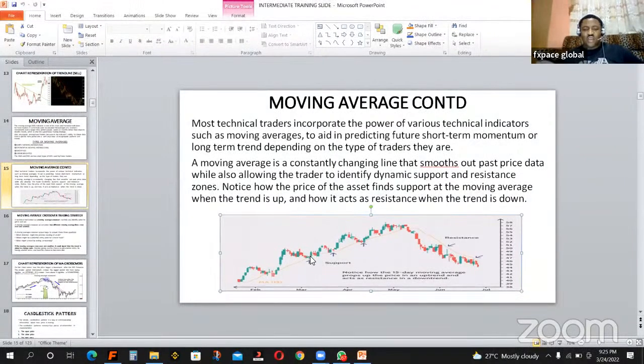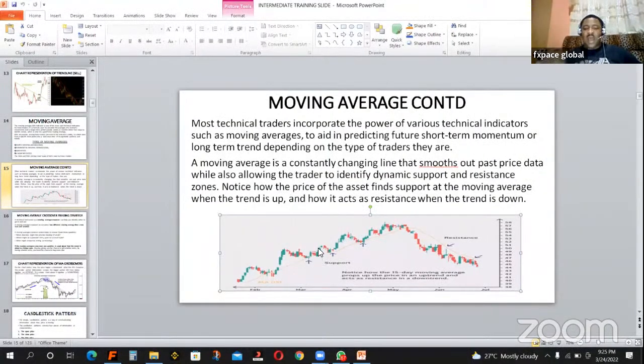When you buy, you use the previous low that the price made as your stop loss. Or if the price breaks below this moving average and comes back to close above, like creating a hammer, the wick of that hammer is what you use as your stop loss. At any point when the market touches the MA, it is giving you an opportunity to buy.